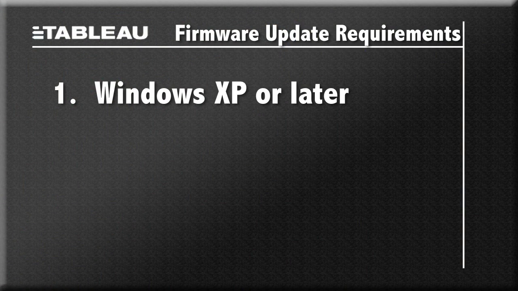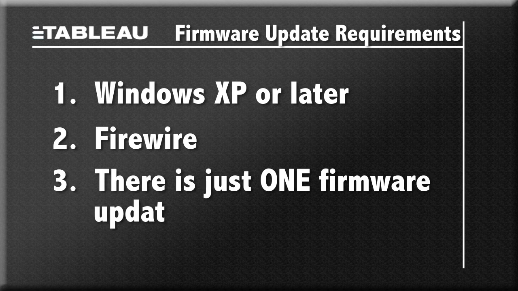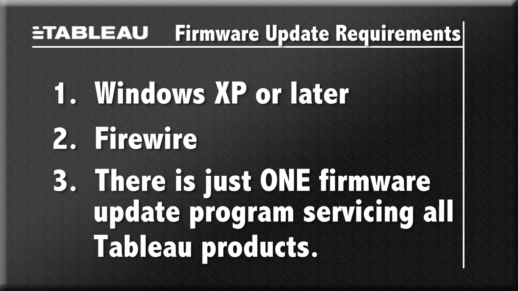So a few key points to remember when installing and using the Tableau Firmware Update. Install the Tableau Firmware Update on a Windows computer, Windows XP or later, that has FireWire. You can only use FireWire to update the firmware in a Tableau product. The next thing to remember is that there is only one Tableau Firmware Update. It automatically identifies the products you have and automatically applies the correct version of firmware. And lastly, and we've said this before, firmware updates are free.